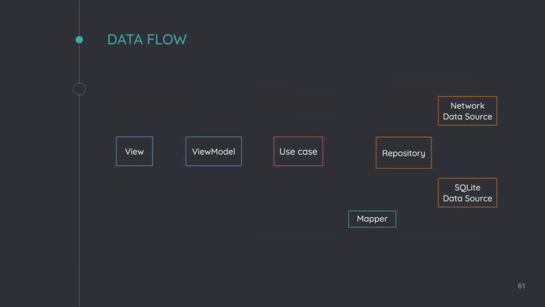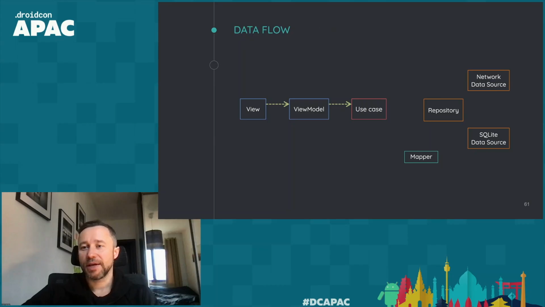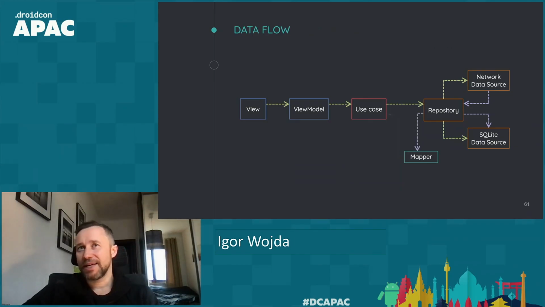So let's look at data flow within clean architecture. User clicks a button on the view, then the view calls some kind of method on the view model. The view model would call our use case in a synchronous way. Then our use case would call the repository, which would call the data source, check the local cache, data is not there, so call the network, get data from the network, save it to the local cache, then map the data, return this to our use case, return this to our view model, and then present this data to the view.